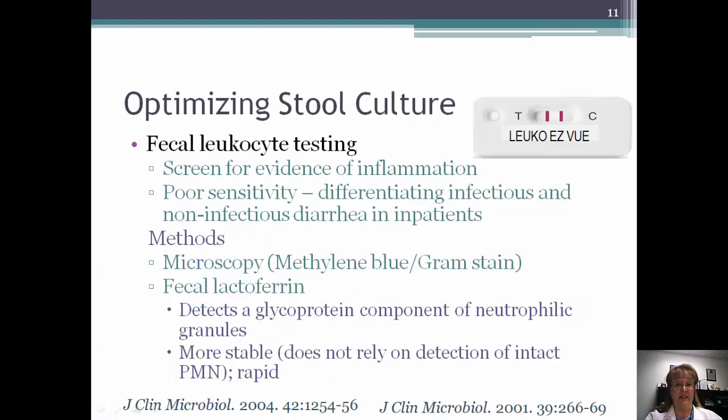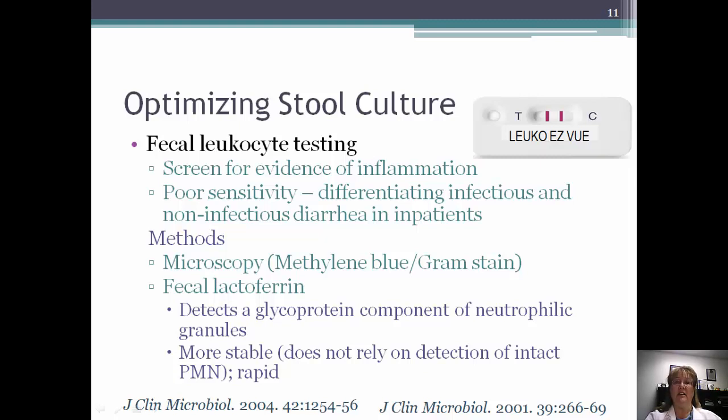Well, how can we optimize stool culture? One of the first things that we can potentially do is fecal leukocyte testing. Now remember, this is a screen for evidence of inflammation. It does have a relatively poor sensitivity, though, especially in inpatients, for differentiating between infectious and non-infectious diarrhea. But a lot of times clinicians will order fecal leukocyte testing as a way to determine inflammatory versus non-inflammatory infectious diarrhea.